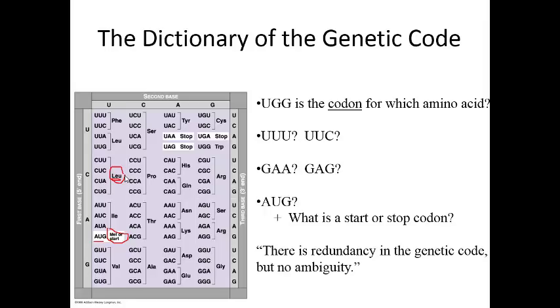But notice there's no ambiguity, meaning you never have one codon that corresponds with 2 amino acids, because then the ribosome wouldn't know which amino acid to put down.